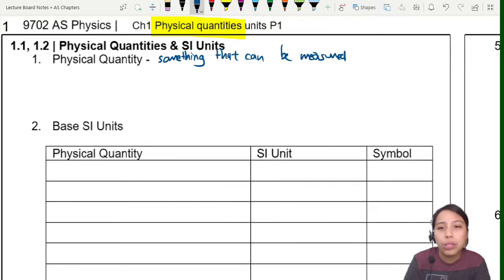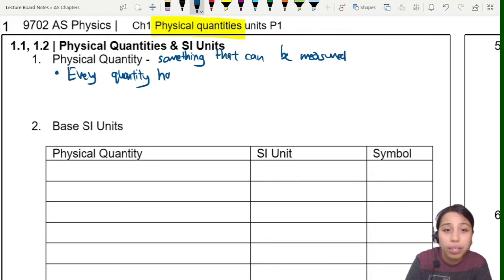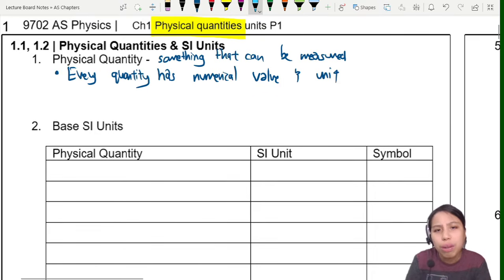Anyway, what else do we need to know about physical quantities? Every quantity must have two things. I'm going to write here, every quantity has what we say a numerical value, like a number, and what we call a unit. We'll learn more about what a unit and numerical value are, but for now, just know that you must have a value and you must have a unit.